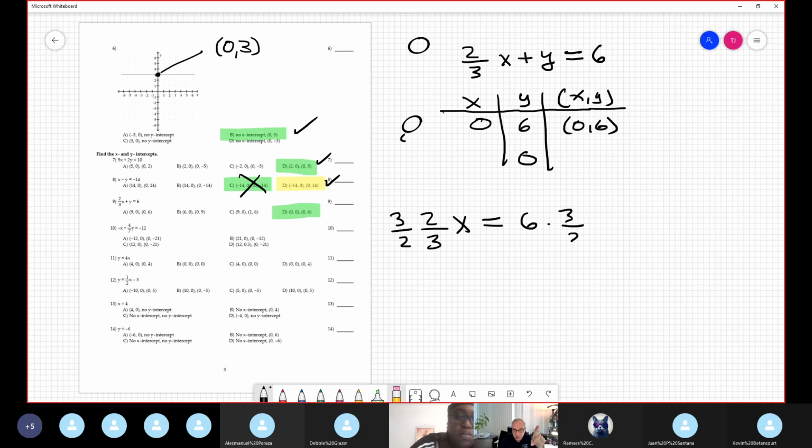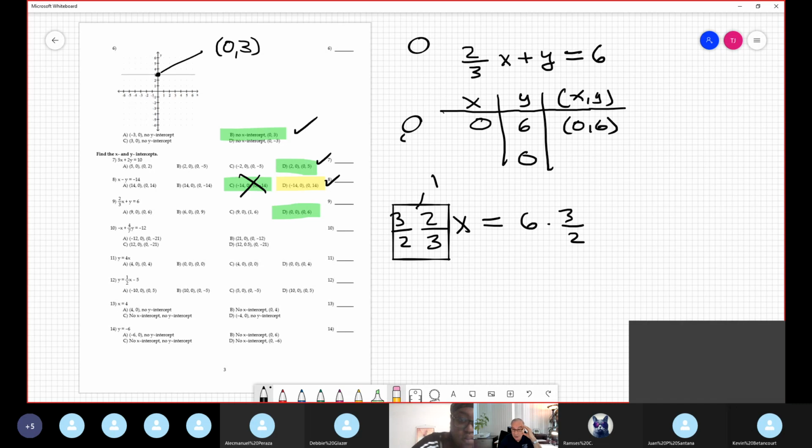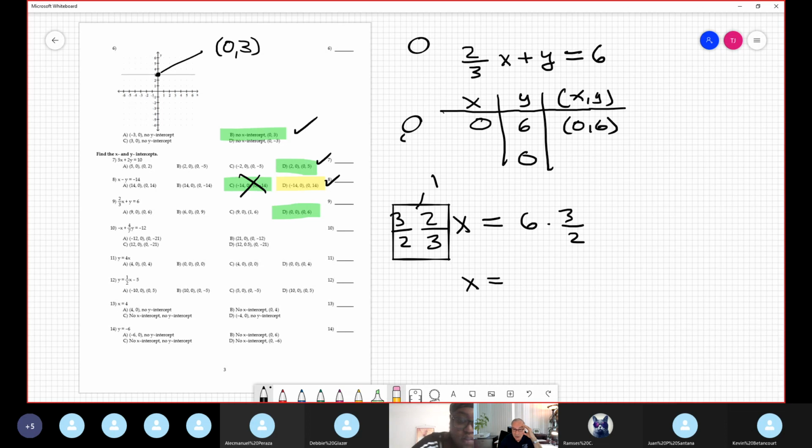And 3/2 on both sides. It's obvious that when you multiply this and this together, the answer is 1, and 1 is invisible. So x equals 18 divided by 2, which is 9. Or 6 divided by 2 is 3, times 3 is 9. The point is 9,0. Okay, so the points are 9,0 and 0,6. 9,0. You are right.